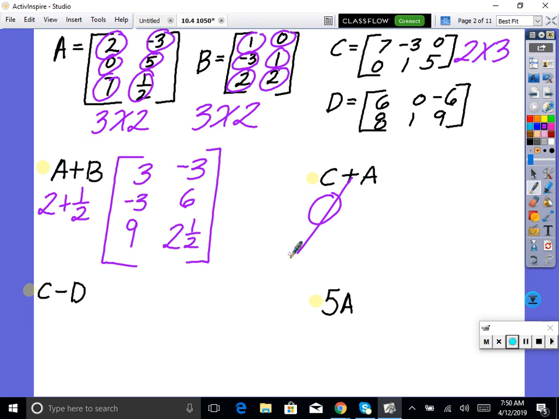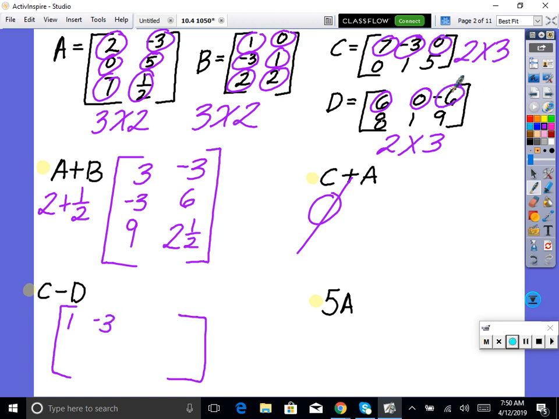So C minus D here we can do, because they are both 2 by 3s. So once again, you'll literally just subtract the elements. We'll just go quick. 7 minus 6, 1. Make sure you go in the correct order, right? Oh, yeah, I'm doing C minus D. Okay. Negative 3 minus 0 is negative 3. 0 minus negative 6, won't that be positive 6? 0 minus 8, negative 8.